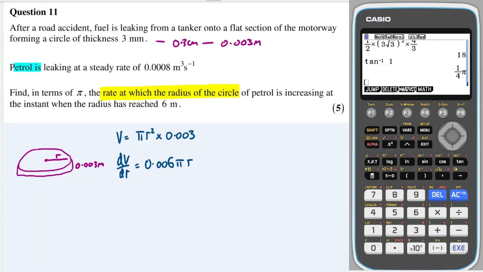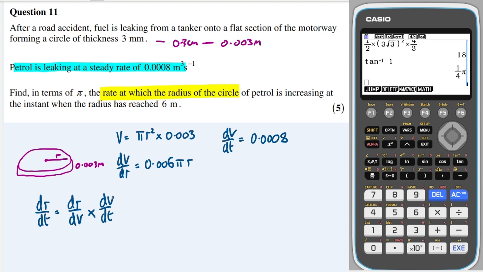Okay, using this line here that petrol is leaking at a steady rate, this tells me that the volume is changing with respect to time at 0.0008. Okay, and now what we can do is find the rate at which the radius of the circle is increasing. So what we need is dr by dt, and we can flip this one over, so dr by dV, and multiply it by this one, dV by dt. The dV's will cancel and we get equality on both sides.